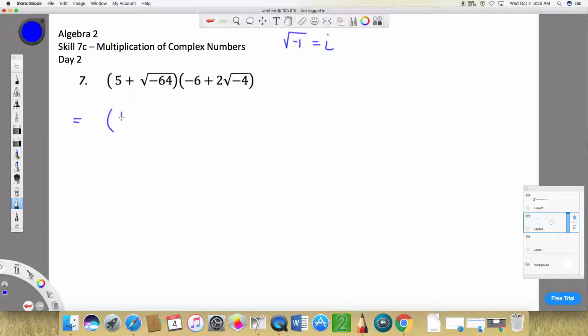And so we've got 5 plus, well, the negative sign introduces that i, and we know that 64 is a perfect square, so the square root of 64 is 8. So this first binomial is 5 plus 8i.